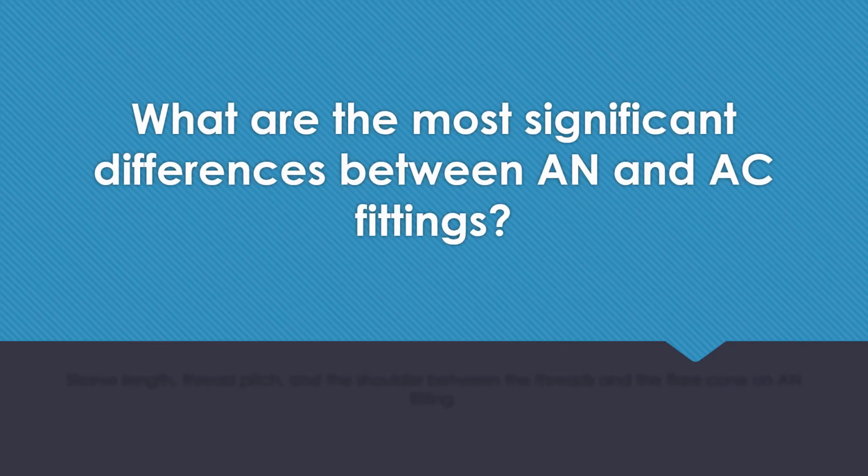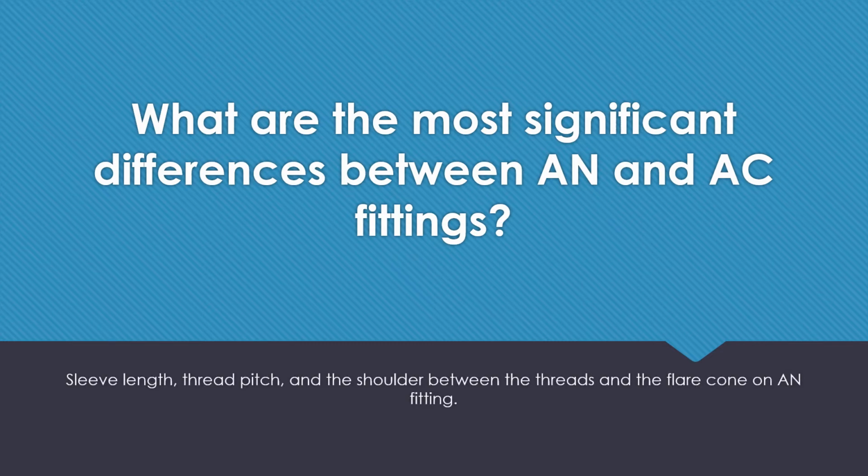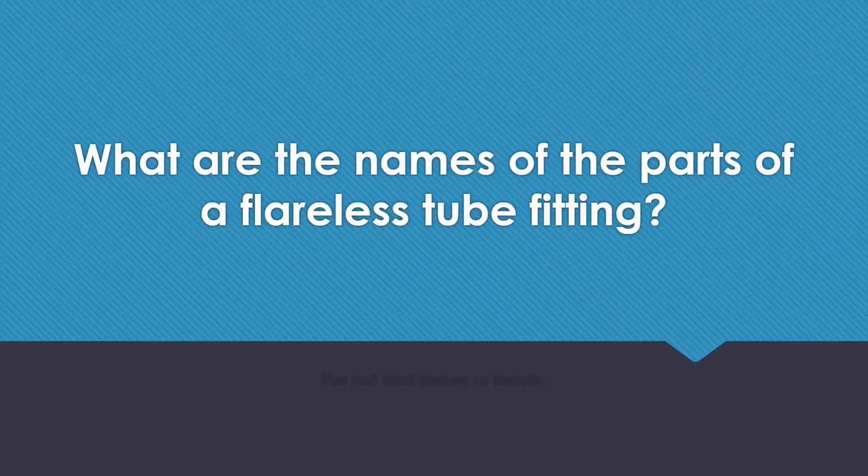What are the most significant differences between AN and AC fittings? Sleeve length, thread pitch, and the shoulder between the threads and the flare cone on the AN fitting. What are the names of the parts of a flareless tube fitting? The nut and the sleeve or ferrule.